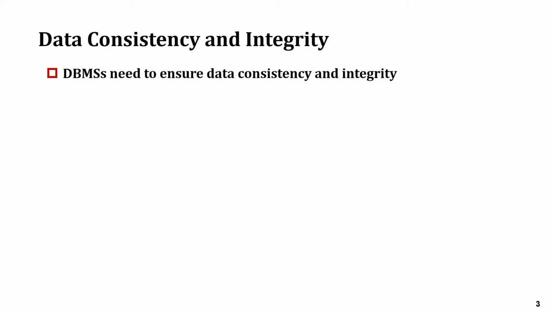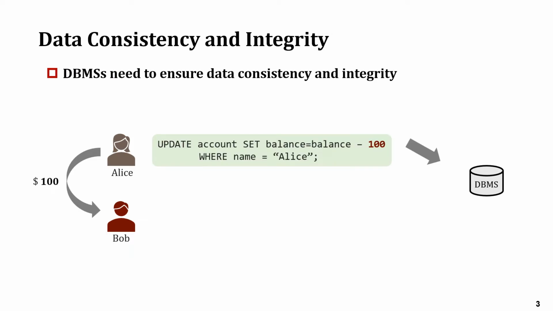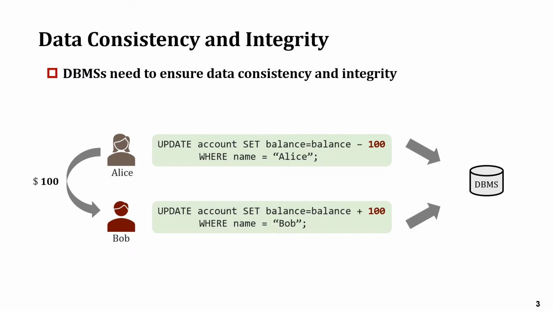DBMS need to ensure data consistency and integrity. For example, a user Alice wants to transfer money to Bob. In general, there are two steps by database standard language, structured query language. First, the database subtracts $100 from Alice's account, then adds $100 to Bob's account. We don't want any of these steps to go wrong.